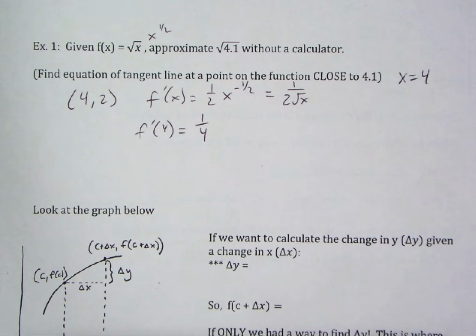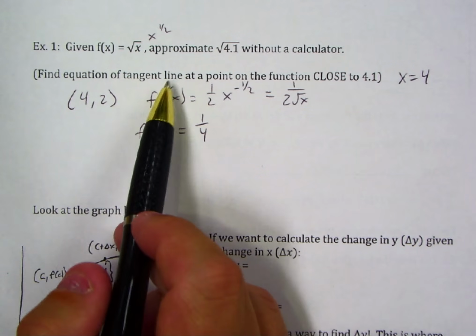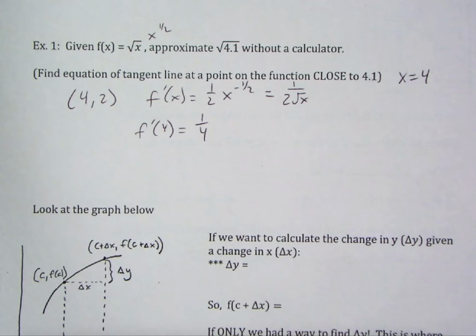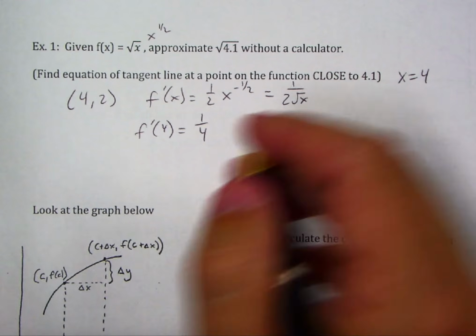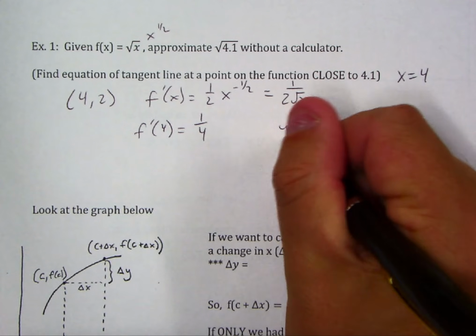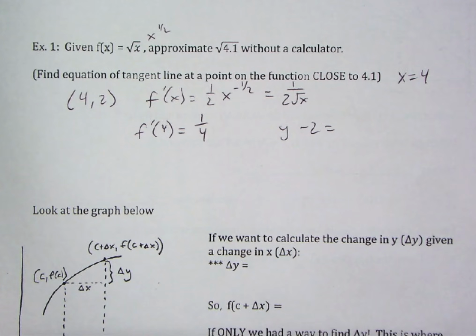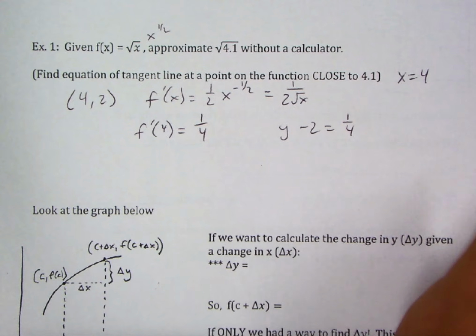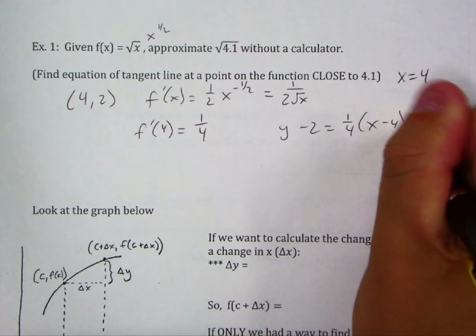So I haven't done anything new yet. All I'm doing is finding the equation of a tangent line to this function at 4, okay? So now I'm going to do point-slope form. That equation is going to be y minus 2 equals that slope I found times x minus 4.